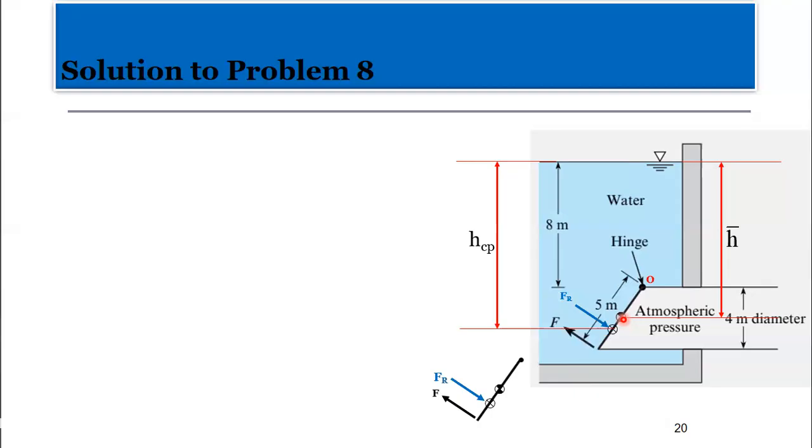Now, we need to know the distance between the centroid and the center of pressure. If you remember very well, this is more or less a revision. It's actually along the slanted height. It's not a vertical height, right? So the slanted height is what we are using here. And this is what? YCP minus Y bar. Okay, YCP minus Y bar.